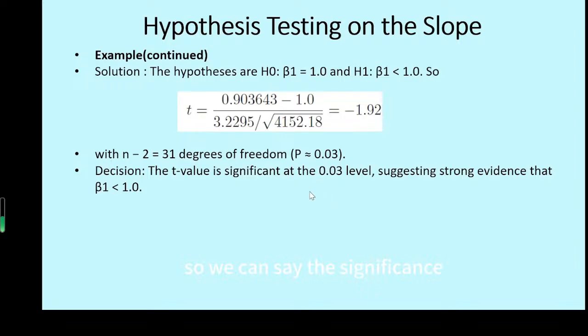So we can say the test is significant in this hypothesis testing on the slope. Or we can say we have relatively strong evidence suggesting that the beta value is less than 1.0. Or say the linear regression's slope is less than 1.0 from the observed data in our problem.